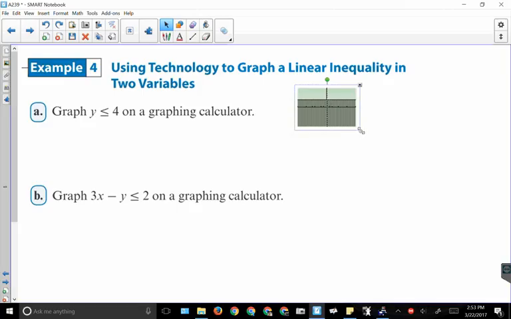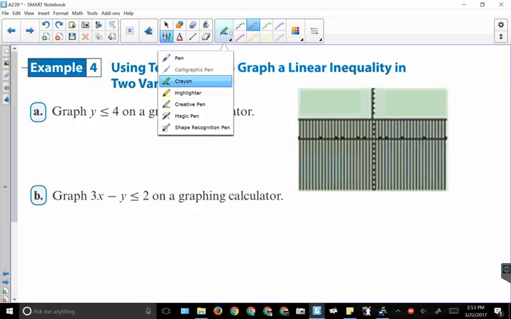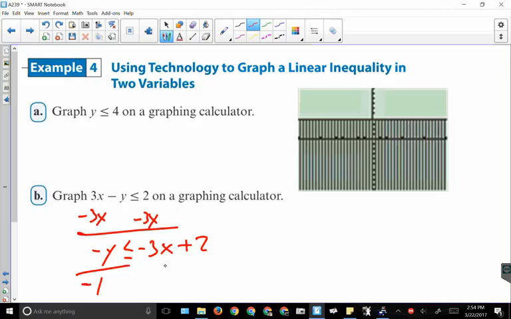So that's what you end up with, something that looks like that. Now, what about the other one if I want to do it? If I want to go through and do the next one, I'm going to have to put it into y equals slope-intercept form so I can put it on there. So that means I'm going to subtract 3x from both sides, and then I end up with negative y less than or equal to negative 3x plus 2. Divide both sides by negative 1. I got to get rid of that negative, so this is what I have to do.